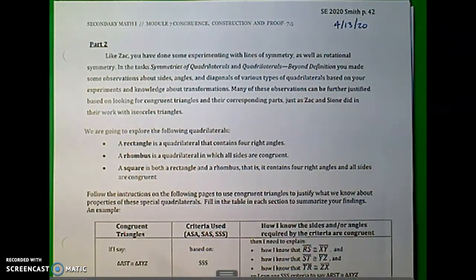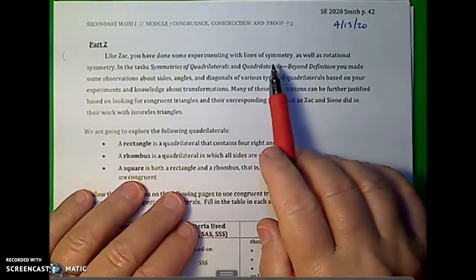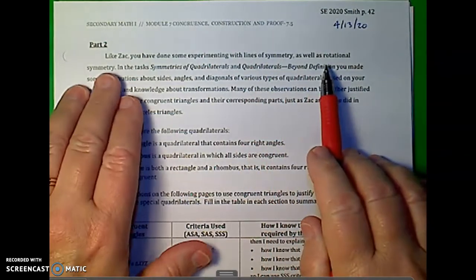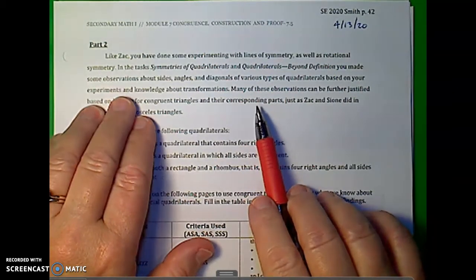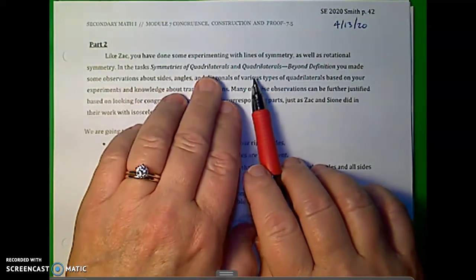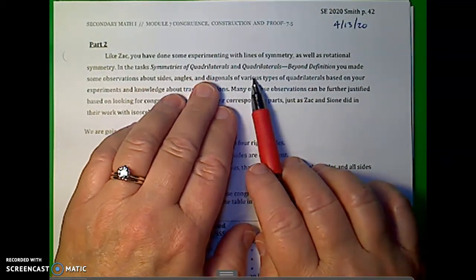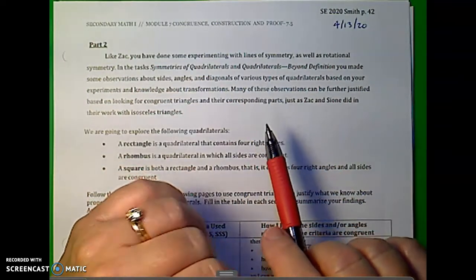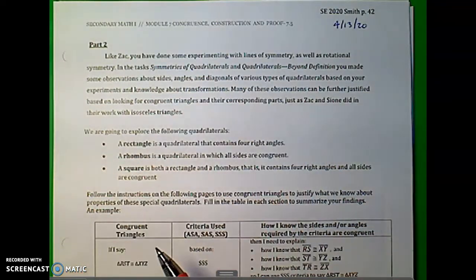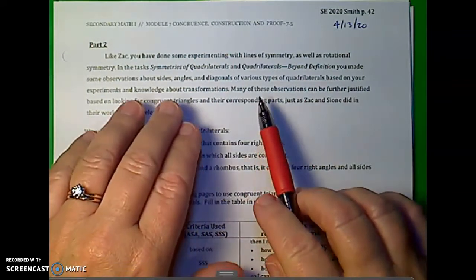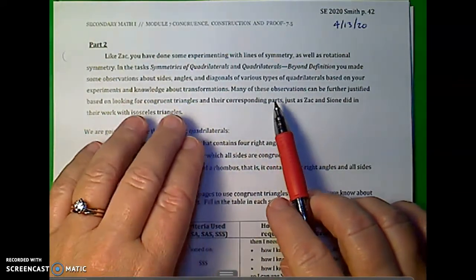Basically, here we've learned all kinds of things that are going to help us with this task. This is the task where it all comes together. Things like lines of symmetry, rotational symmetry. When we studied quadrilaterals, parallelograms, rectangles, rhombuses, squares, and those properties, all of those will help us now.